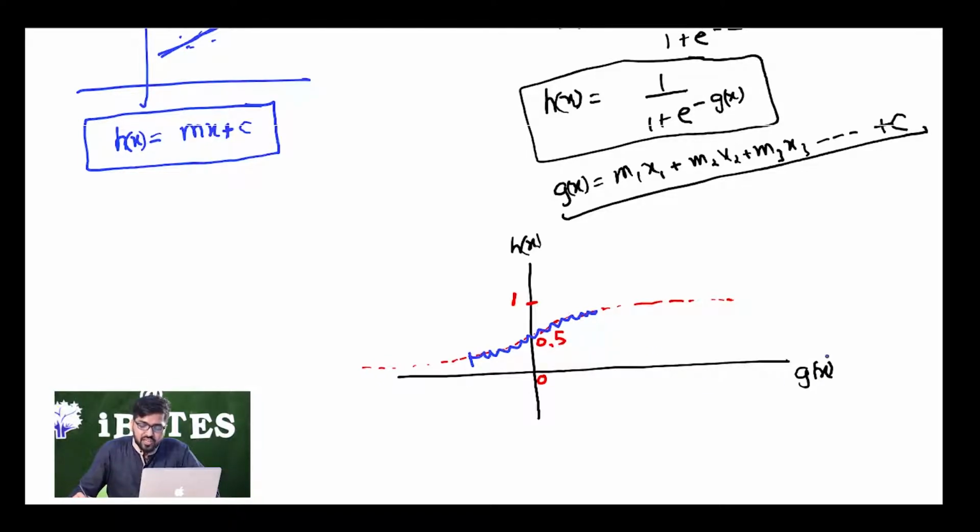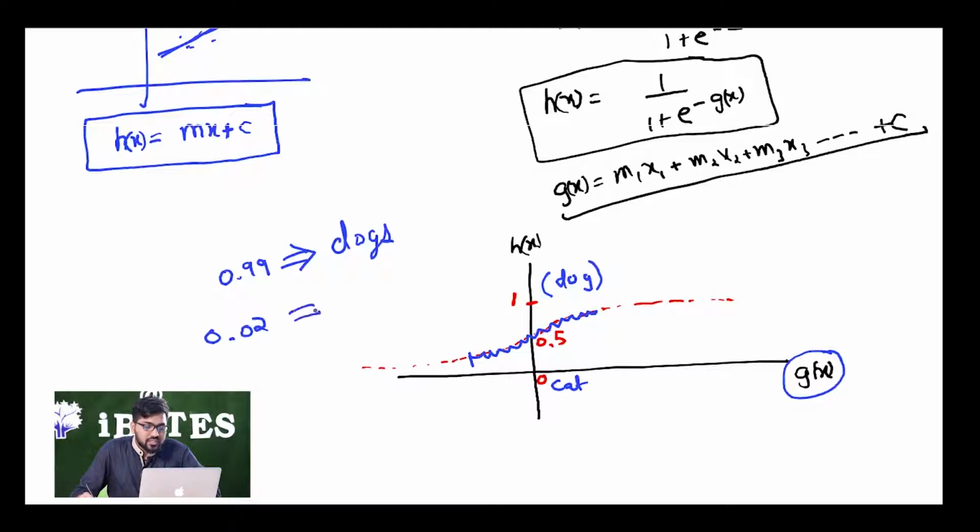Now let's say for a given g(x), that is for a given image, I am getting an output of 0.99. Okay, so class 1 is my dogs and class 0 is cats. So for a given g(x) I get an h(x) of 0.99. I would very clearly be able to say that this image belongs to dogs. If I get, let's say, 0.2, I would say that this image belongs to cats. Okay, that this is an image of a cat.